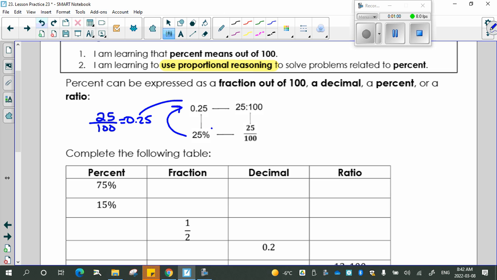How do I go from 25% to 25 to 100? 25% of 100, because percent means out of 100. And then we already saw the fraction. So all of those things mean the same thing.